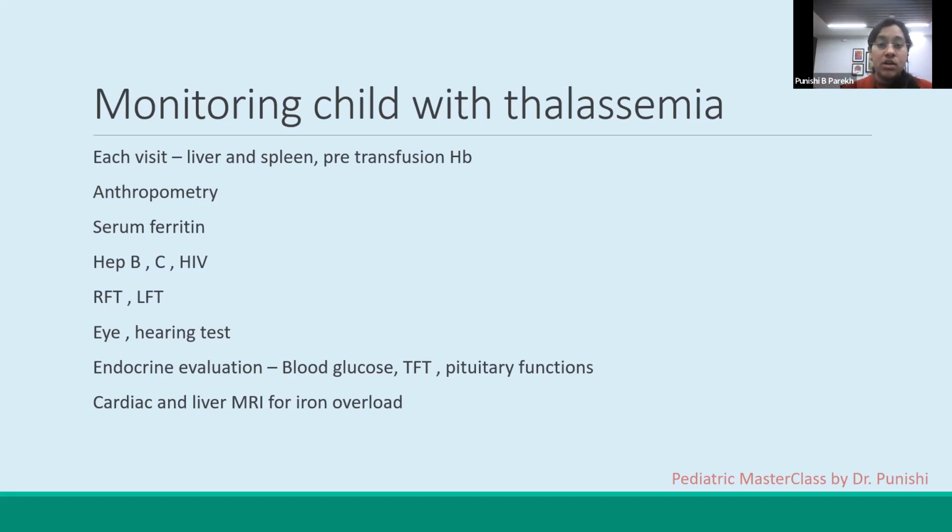Serum ferritin at regular intervals to measure iron overload, and if not started on iron chelators, then the moment the serum ferritin exceeds 1000 ng per ml, you need to start them on chelation. Hepatitis B, C, and HIV, because you're transfusing blood, they're at risk of transfusion related infections. Renal and liver function tests, again, iron chelators like your Deserox are known to be renal toxic and hepatotoxic. So doing RFTs and LFTs at regular intervals will tell you if they're having any of those side effects. Eye and hearing test.